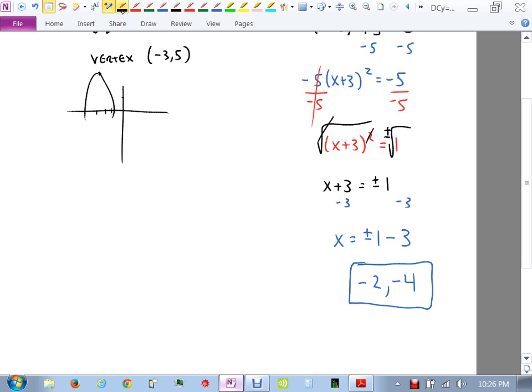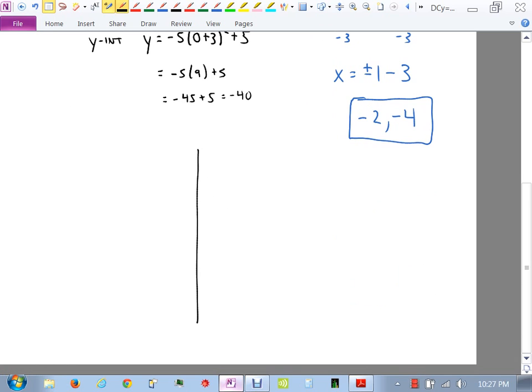Now I will find the y-intercept. To find the y-intercept, I'm going to plug in 0 for x. So 0 goes in there, plus 3 squared plus 5. So when I plug 0 in here, 0 plus 3 is 3. 3 squared, remember I have to do that first. 3 squared is 9. So I get negative 5 times 9 plus 5. That's negative 45 plus 5. That's negative 40. That's my y-intercept. So I'm ready to put it all together now on a graph.